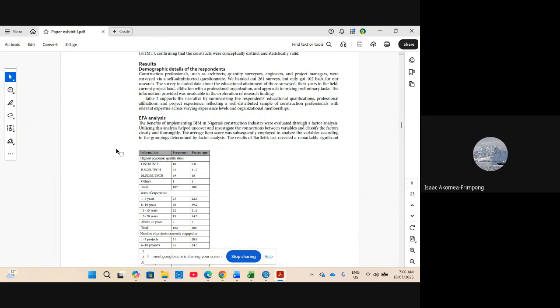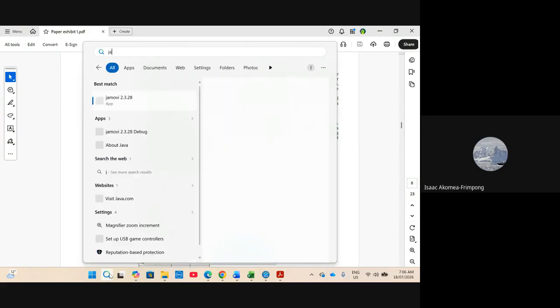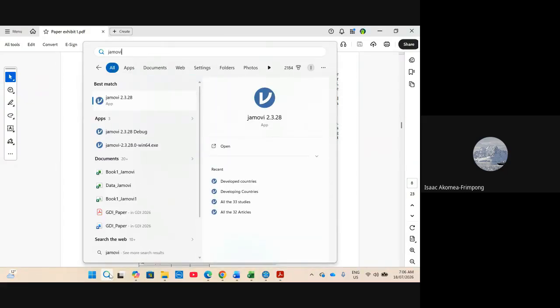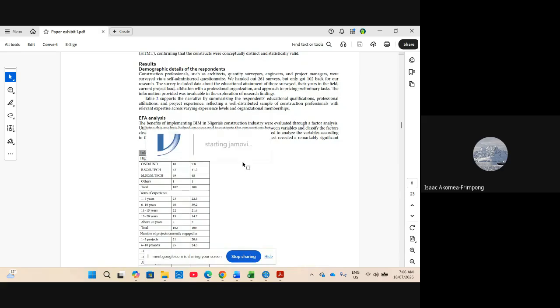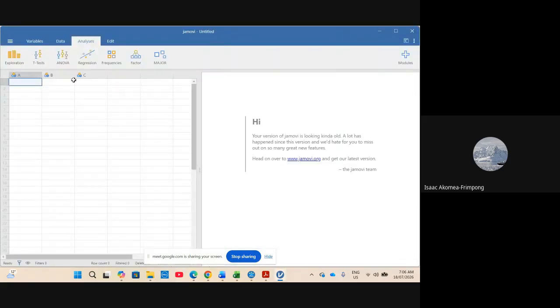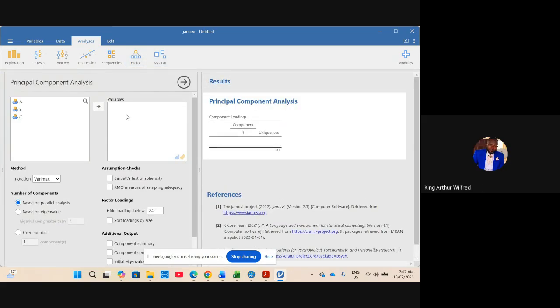And where do you conduct this? Very simple. If you have SPSS, you can do this. Or you can once again use Jamovi. The other day I told you guys to use Jamovi. Did anybody use Jamovi? Or did anybody download Jamovi? Download Jamovi. It's free. It will help you. Within Jamovi, you can conduct so many analyses, like factor analysis and all that. You can conduct factor analysis in Jamovi. Okay.